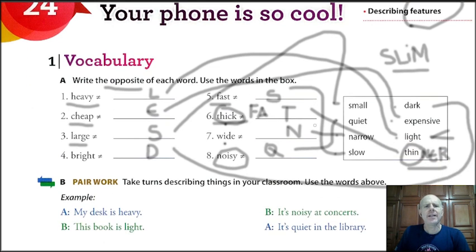Let's take a look at part B. Take turns describing things in your classroom. It can be in your house or in your office, depending on where you are watching that. Use the words above. For example, my desk is heavy. This book is light. It's noisy at concerts.